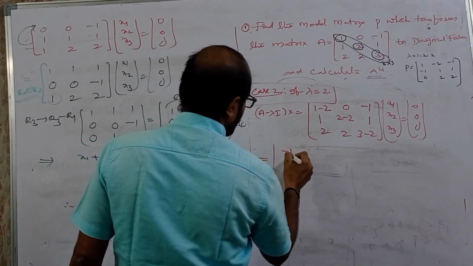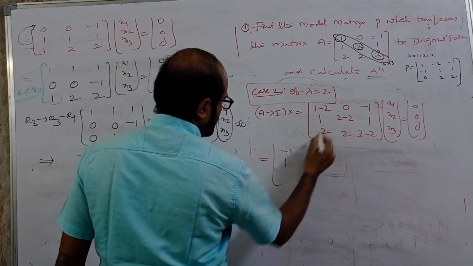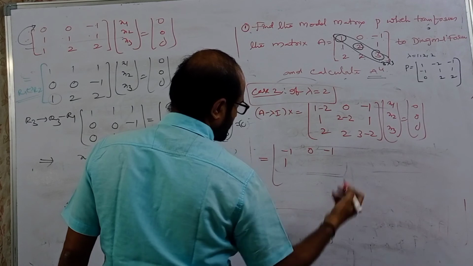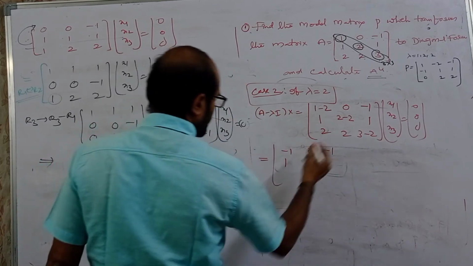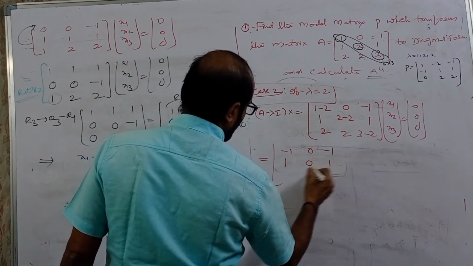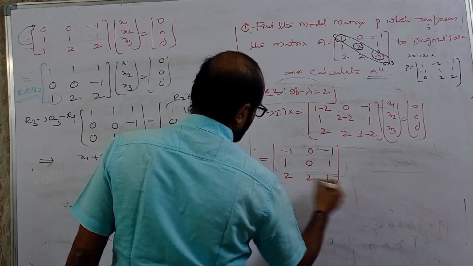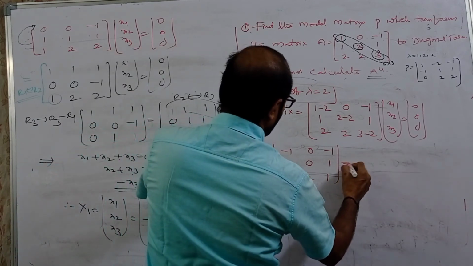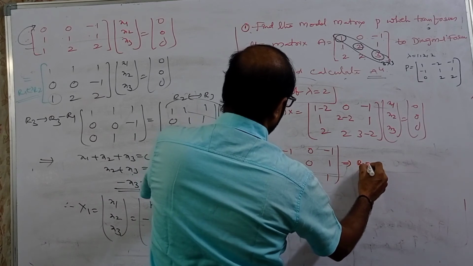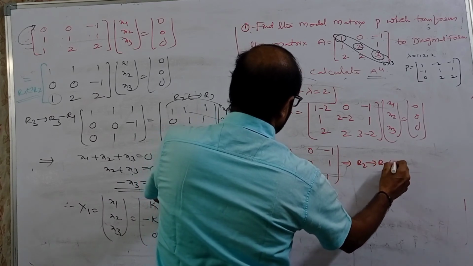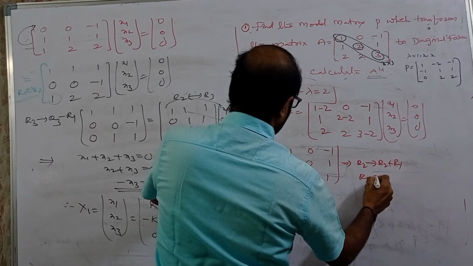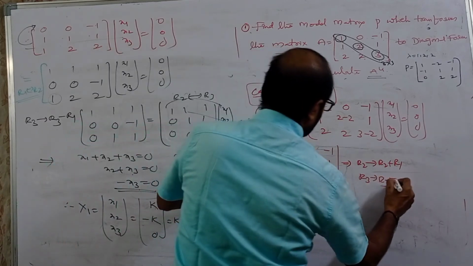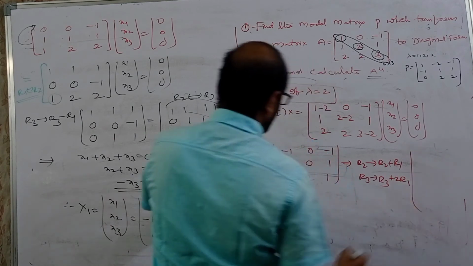Now from this, what you can write? This is 1 minus 2 is minus 1, 0, minus 1, 1, 2 minus 2, please concentrate. It is getting late, a little bit lengthy, but a very important problem. 2 minus 2, 0, 1, 2, 2, 1. Now I want to change this into echelon form. So how can you change this? R2 becomes R2 plus R1, R3 becomes R3 plus 2R1, it will become 0.